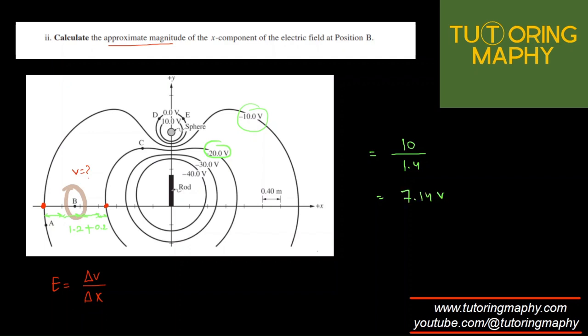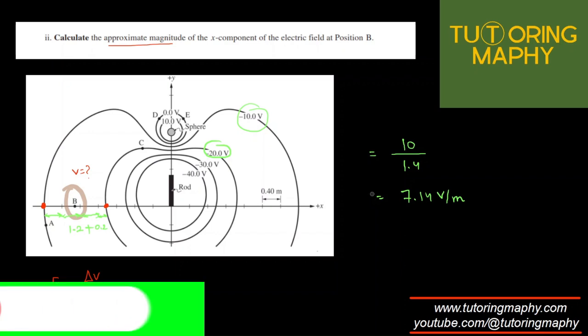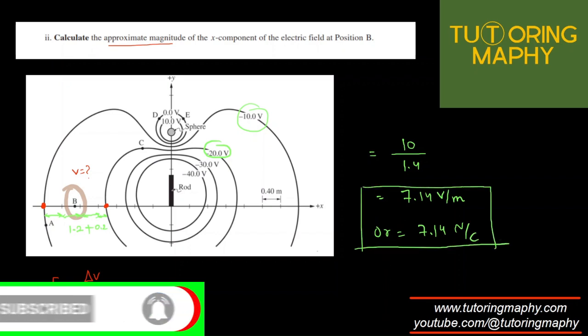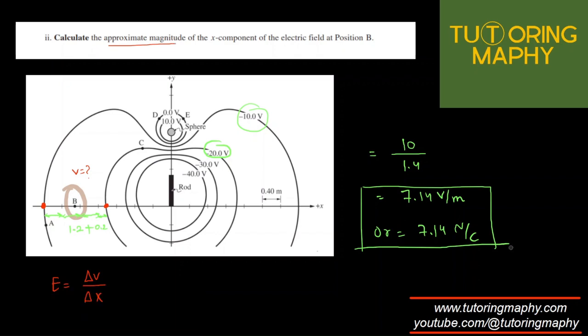7.14 volt per meter. That can be the unit, or you can write the units as Newton per coulomb. That is also an acceptable unit. So this is the average value of the electric field in the x direction.